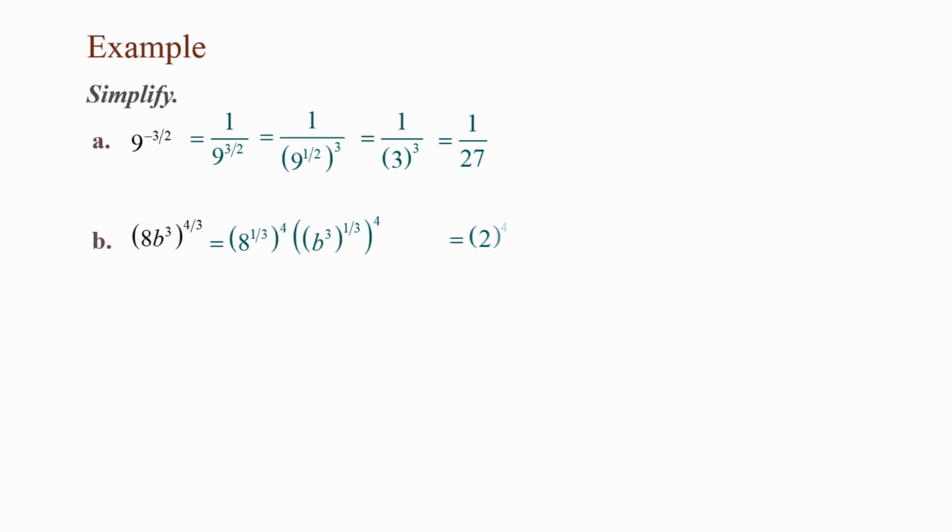8 to the 1/3 power is 2, so I have 2 to the 4th. b to the 1/3 power becomes 3 over 3, which is 1. So now I just have b to the 4th power. So my final answer is 16b to the 4th.